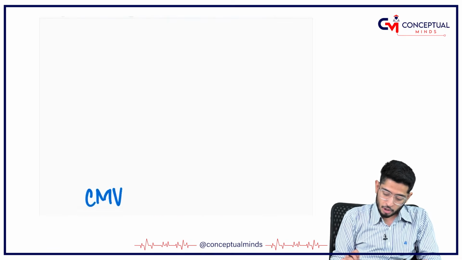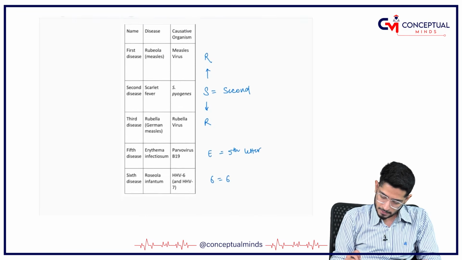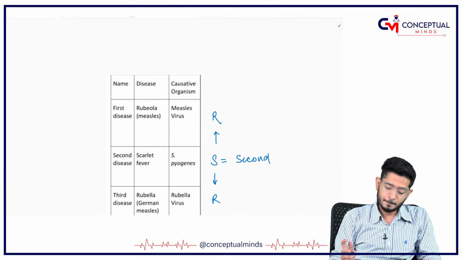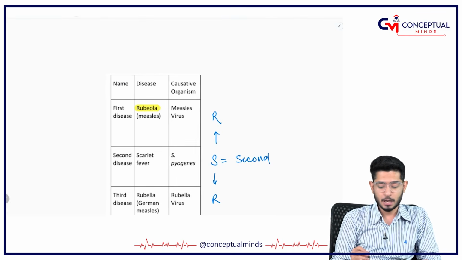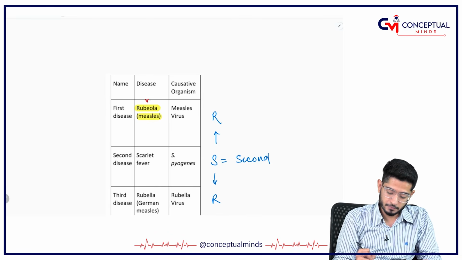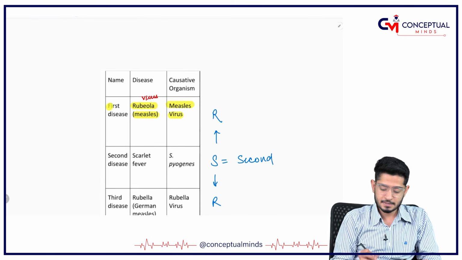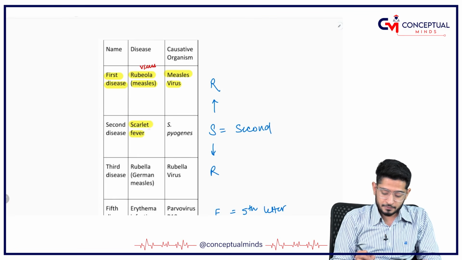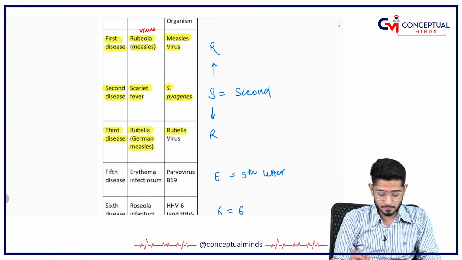Coming on to HHV 6 and 7, but before we go to HHV 6 and 7, I just want you to know a table, this table. Remember, some diseases are named just like that, see the rubeola causing measles. Rubeola is the name of the virus which is responsible for causing measles. So, the measles virus or rubeola virus is called first disease. Scarlet fever caused by Streptococcus pyogenes is called second disease. Rubella or German measles is caused by the rubella virus, called third disease.